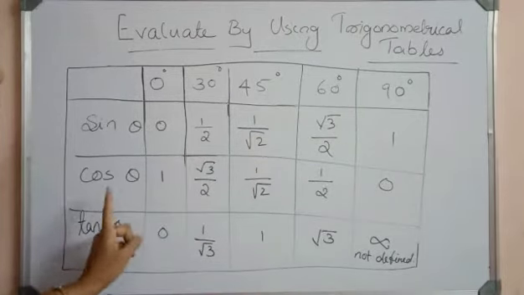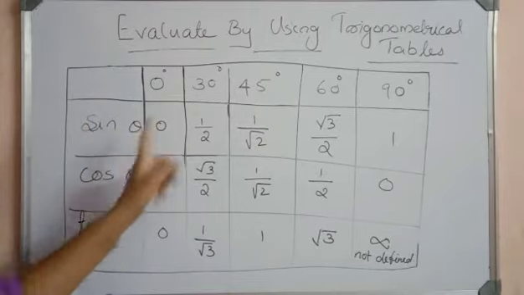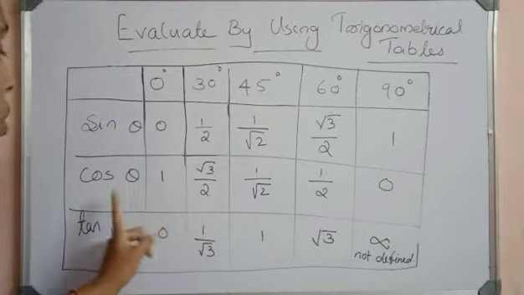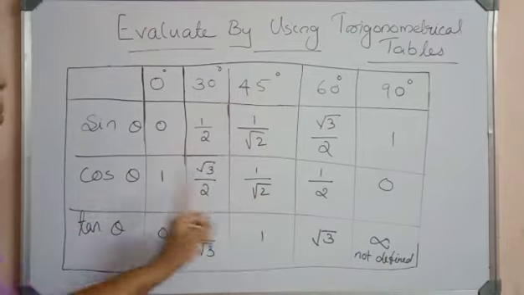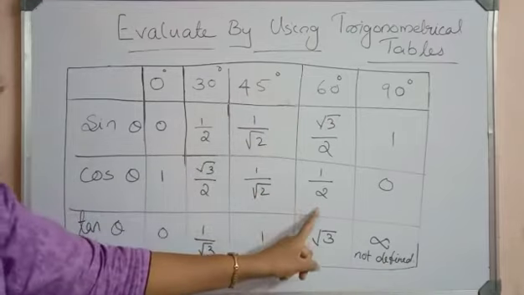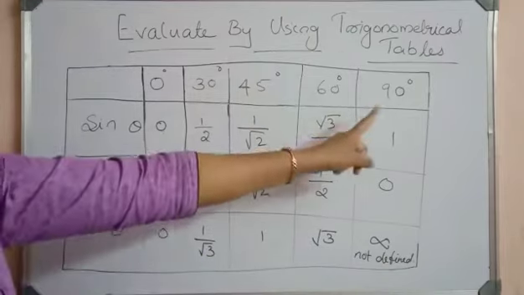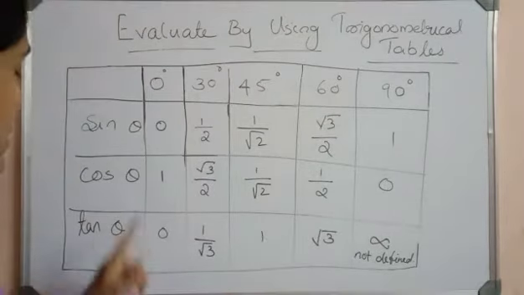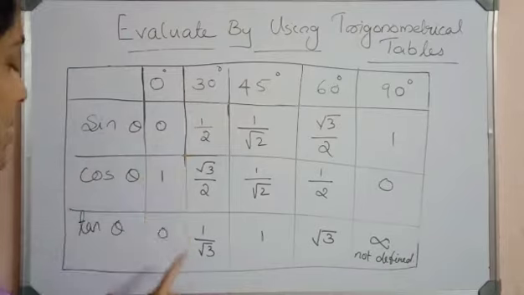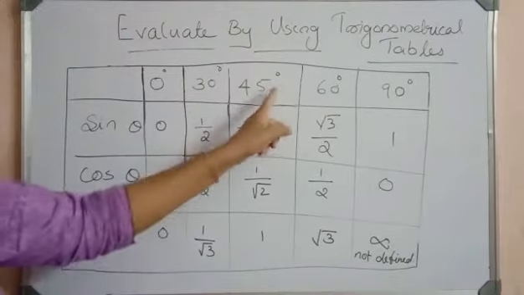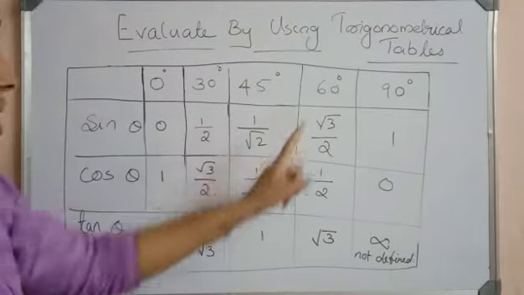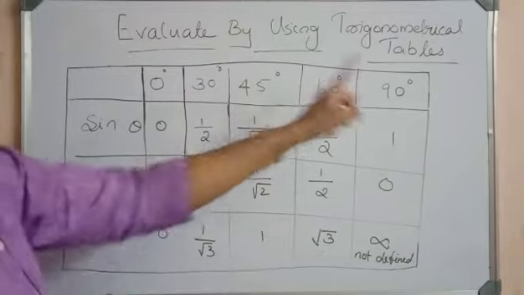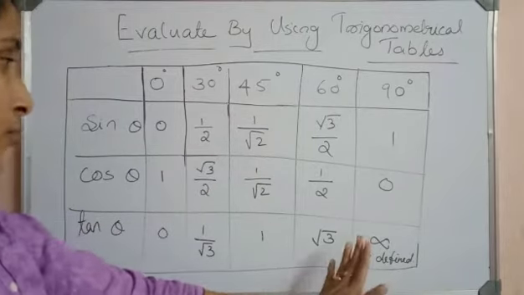In the same way, cos 0 is 1, cos 30 is root 3 by 2, cos 45 is 1 by root 2, cos 60 is 1 by 2 and the value of cos 90 is 0. Tan 0 is 0, tan 30 is 1 by root 3, tan 45 is 1, tan 60 is root 3 and tan 90, the value is not defined.